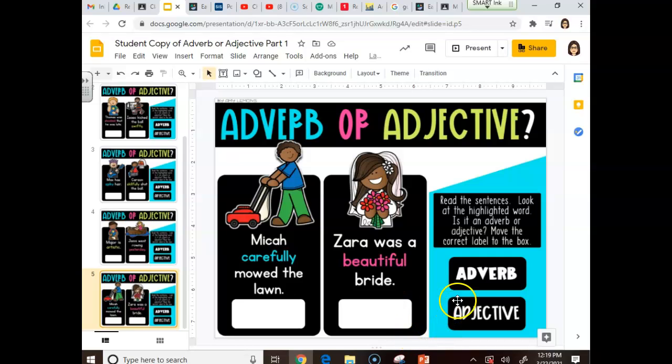All right, so you'll decide which one, and we will go over these tomorrow, adverb or adjective. Do your best work.